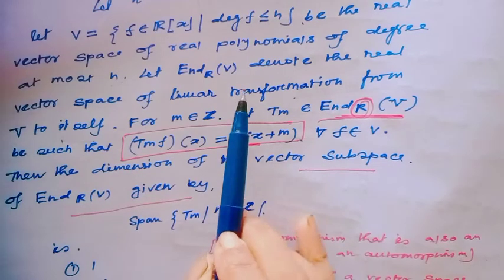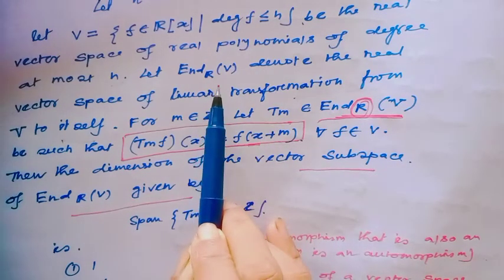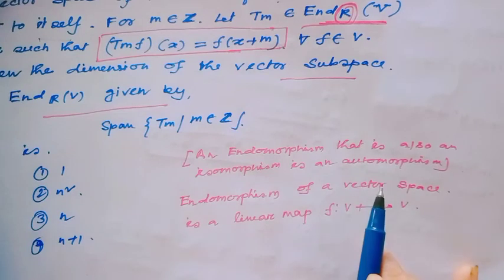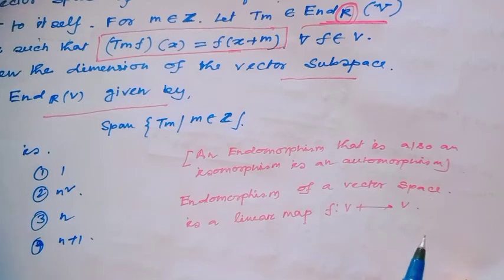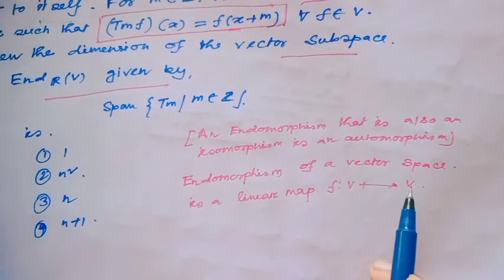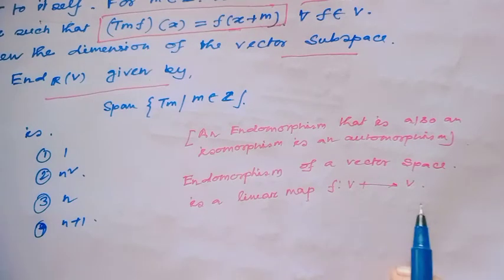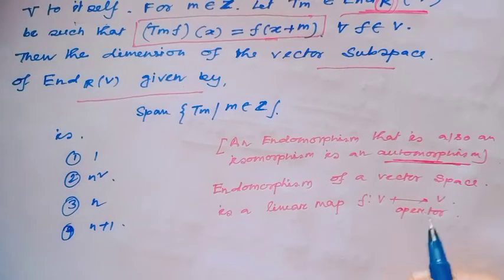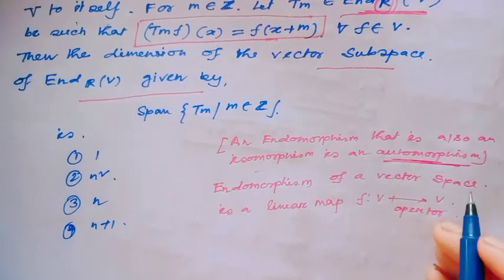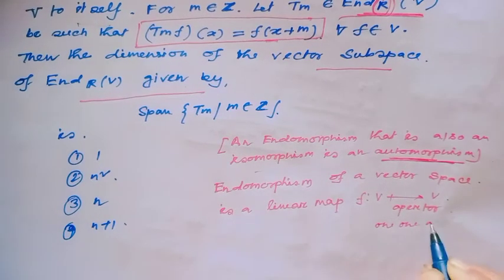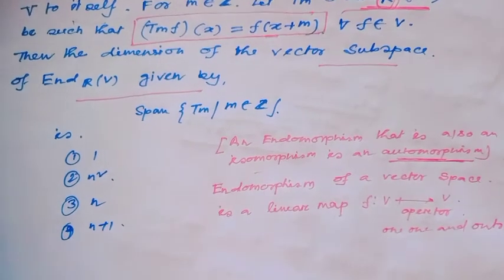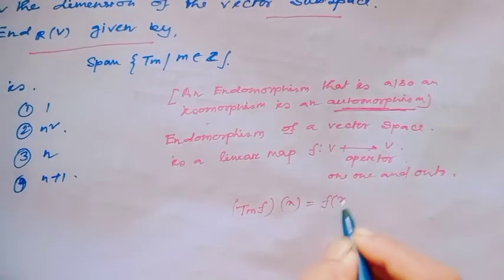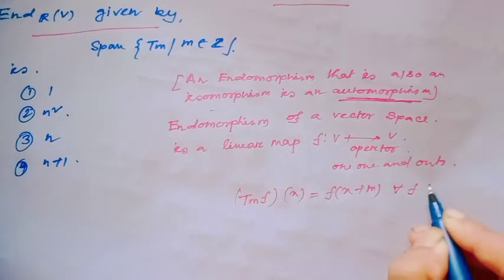At first, notice the mapping is denoted as an endomorphism. What is an endomorphism? We all know an endomorphism is a linear map from a vector space to itself. Obviously this is an operator, because the vector space maps to itself. Here it is also an automorphism, that means this mapping is one-one and onto both, and the mapping is defined as Tm(f)(x) equal to f(x plus m), for all f belonging to V.